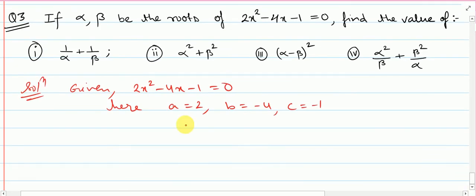Now let's come to the first one, 1 by alpha plus 1 by beta. Here we can write this as beta plus alpha upon alpha beta. Now you can see on the right hand side, in the numerator we have beta plus alpha, means alpha plus beta, and you know the value for that, and in the denominator we have alpha into beta, you know the value for that also.